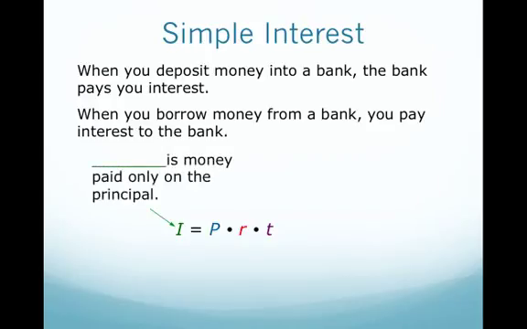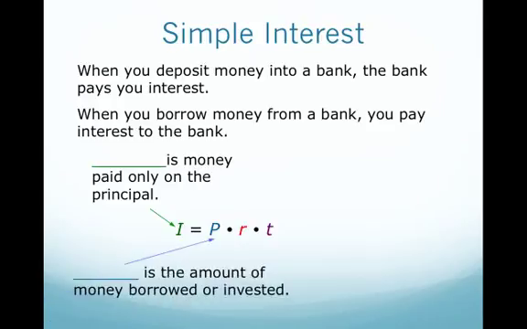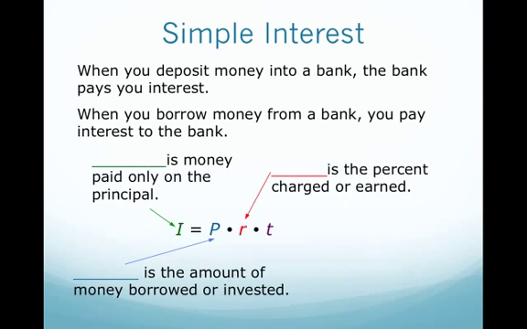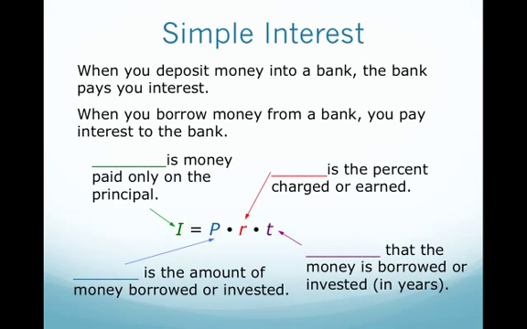Blank is the money paid only on the principal. Blank is the amount of money borrowed or invested or even deposited. Blank is the percent charged or earned. Blank is the time that the money is borrowed or invested, in years.